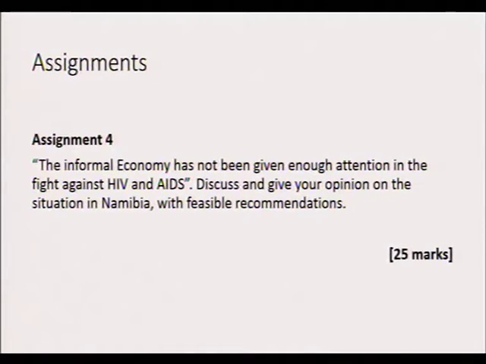Assignment 4: the informal economy has not been given enough attention in the fight against HIV and AIDS. Discuss your opinion on the situation in Namibia with feasible recommendations. So obviously there are two forms of economy. We've got the formal economy, but you must realize that a number of our people, especially those living in the informal settlements, are absorbed in what we call the informal economy. Someone even coined a phrase called Cassynomics. So these people, to what extent have they been involved in various issues of HIV and AIDS?